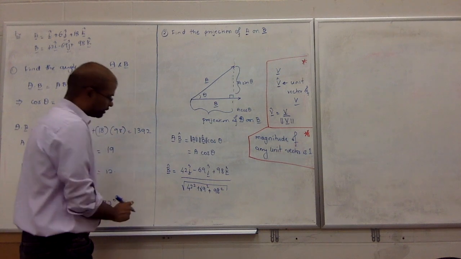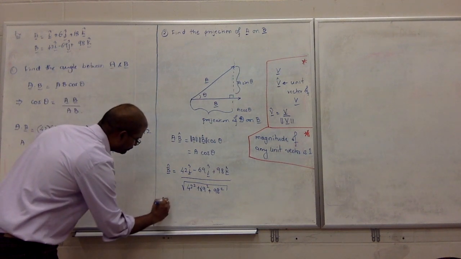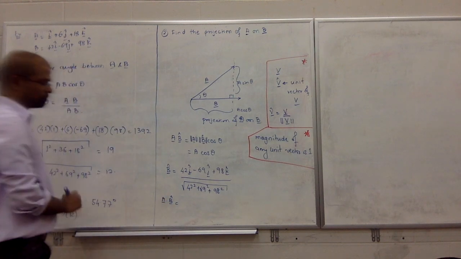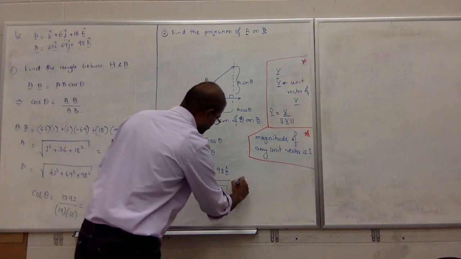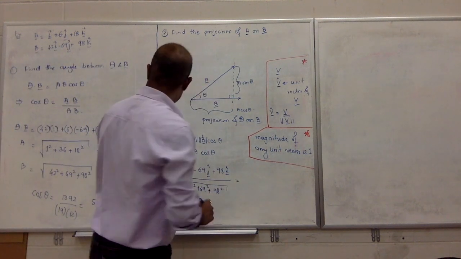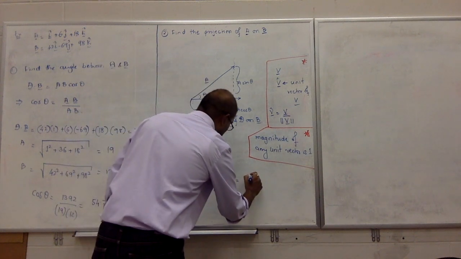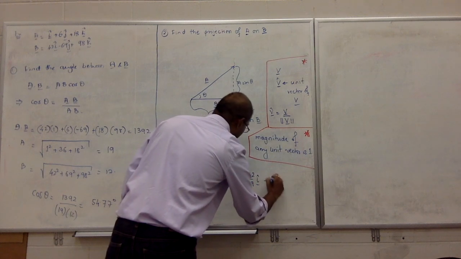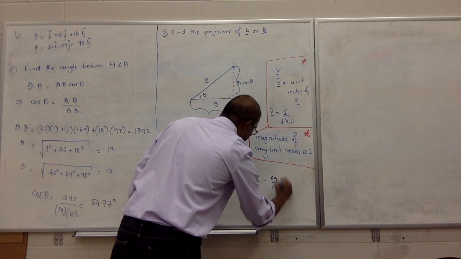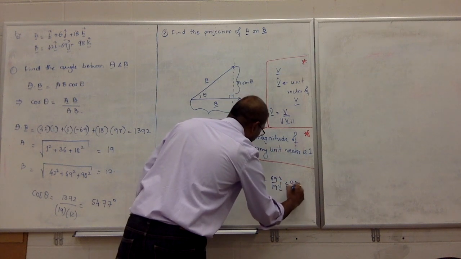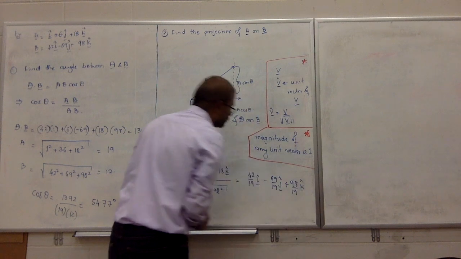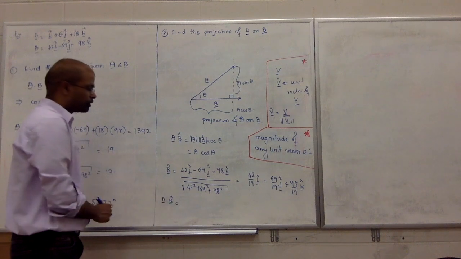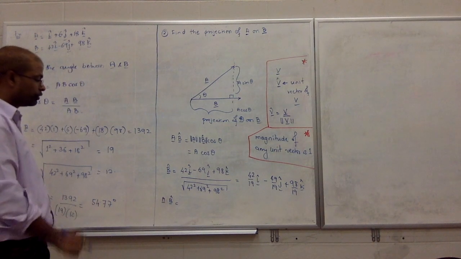I'm just going to keep it like this. What is A dot B now? It will simply be 42 by 19 I minus 69 by 19 J plus 98 by 19 K. Okay? And then if you do this, you're going to get, how do you do this?